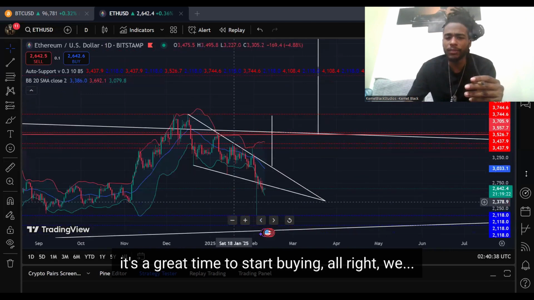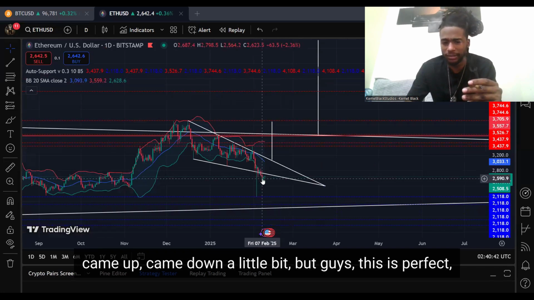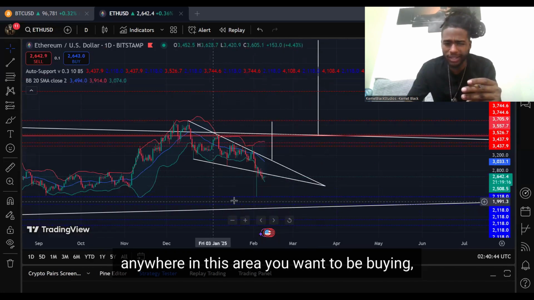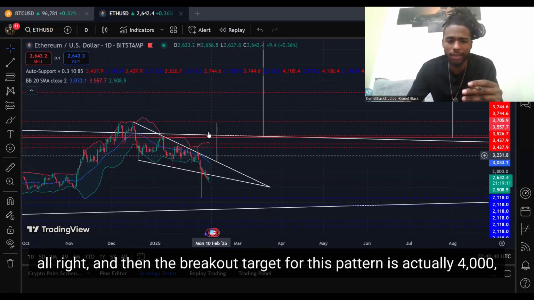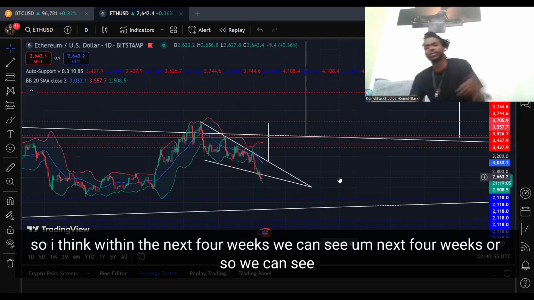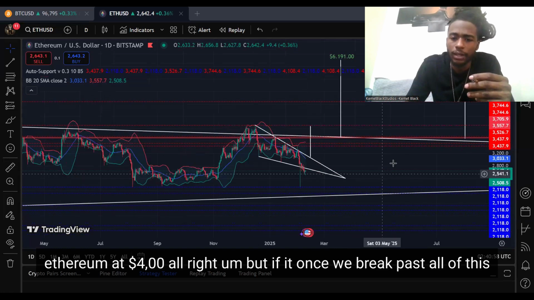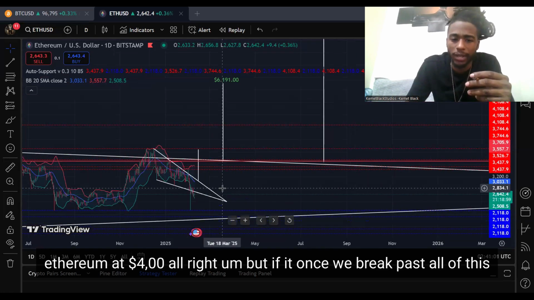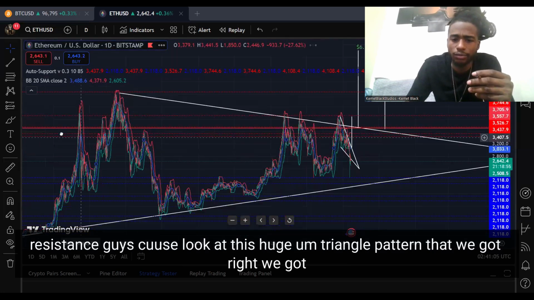We wicked down to this support, so we already touched it. Came up, came down a little bit, but guys, this is perfect. Anywhere in this area you want to be buying. And then the breakout target for this pattern is actually 4,000. So I think within the next 4 weeks or so, we could see Ethereum at $4,000.